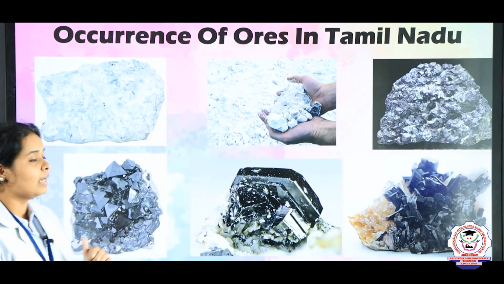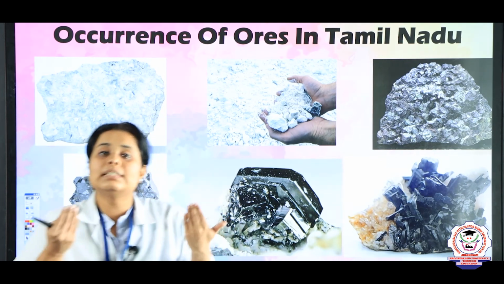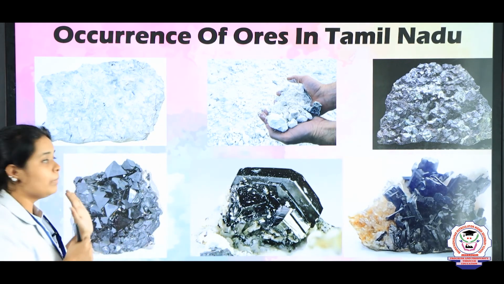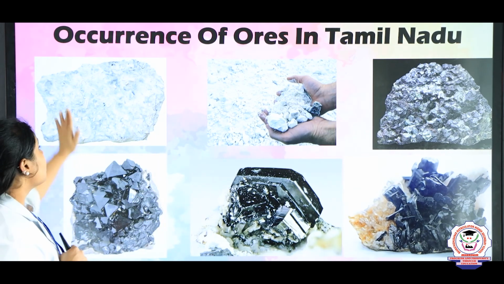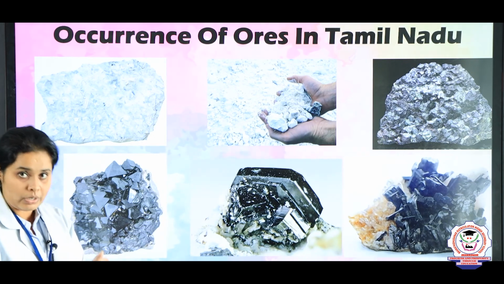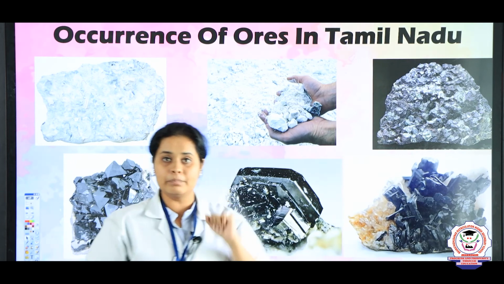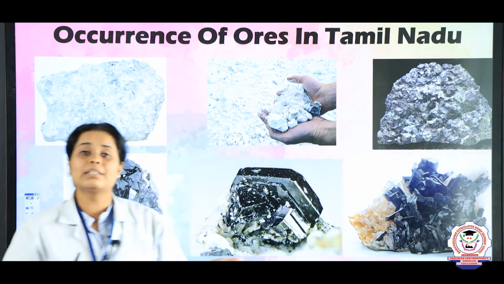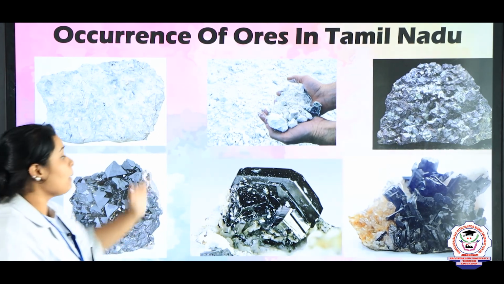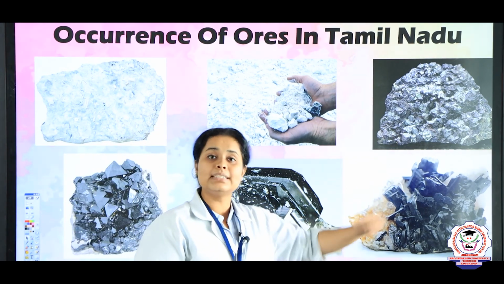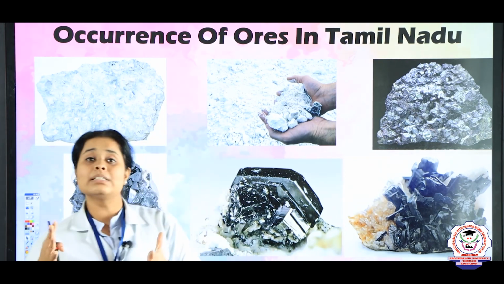Later, students, we come to the types of ores present around us, that is, in Tamil Nadu. In Tamil Nadu you will mainly see six types of ore. The first is limestone, then gypsum and titanium. These are the common ores present in Tamil Nadu. In the same way there are hematite, magnetite and other titanium-related substances. These are the minerals generally present in Tamil Nadu.